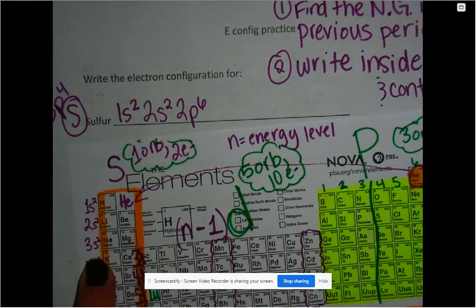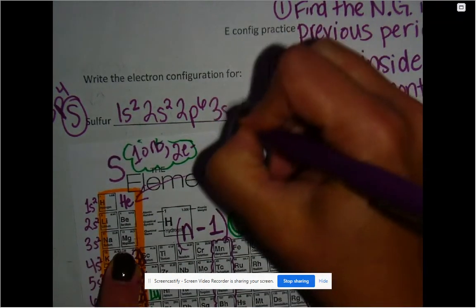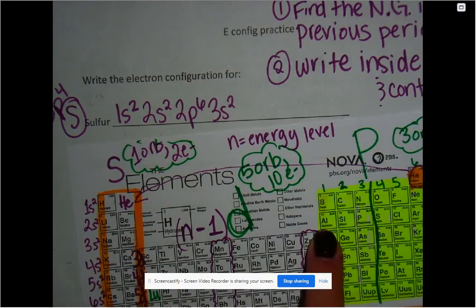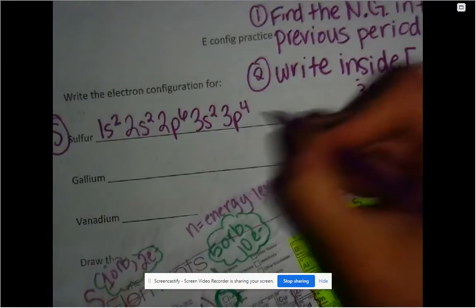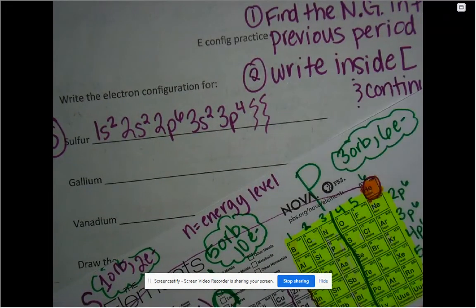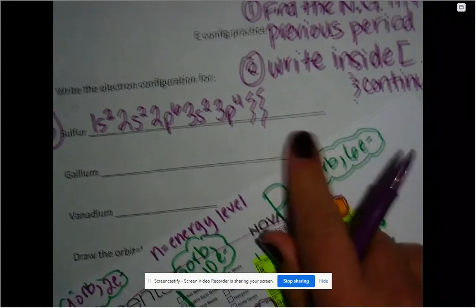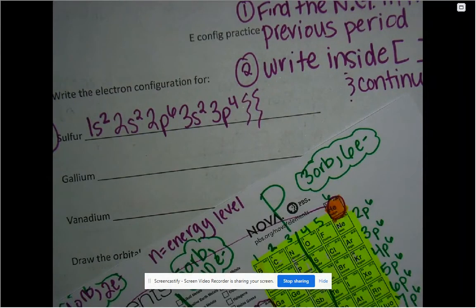3s2. So we jump to the next row. We go all the way through magnesium. So 3s2. And then we're going to end at 3p4. Perfect. All right, awesome. So give yourself 2 little squiggly lines, and we're going to write the noble gas notation. And believe it or not, it can fit in that little space right there. That's why you're going to love it.